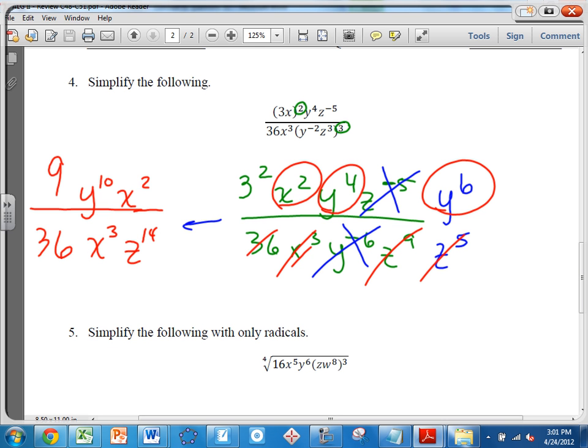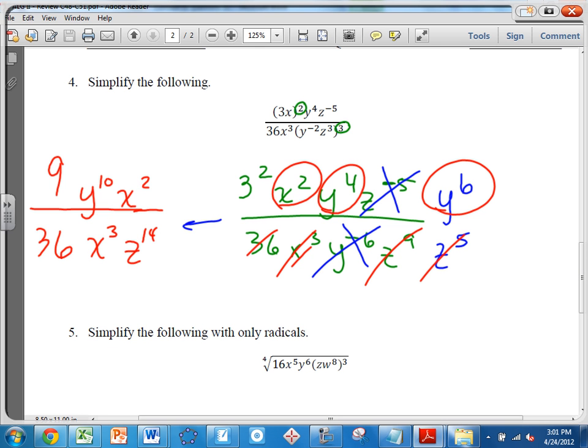What's the last thing I have to do, guys? Because there's one more step still. I'm not done. What's in the top and the bottom? 9 and 36 and the x's. Look at your x's, guys. How many x's are up top? 2 up top. How many down below? So where are we going to be left over? Down below. Look at which one's more. There are 3 in the bottom. There are 2 up top.